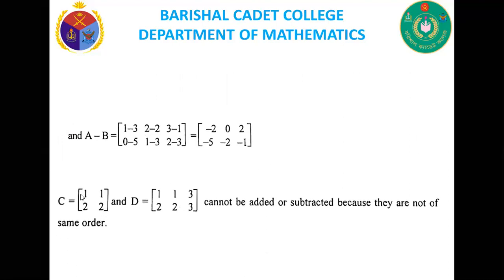Now you see that this is a matrix C equal to 1, 2, 2, 1 and D equal to 1, 3, 2, 2, 3. Here the order of C is 2 by 2 and the order of D is 2 by 3. Boys, I have already told you that two matrices are addable or subtractable if the orders of the two matrices are the same. But here you can see that the orders of these two matrices are not the same. One is 2 by 2, another is 2 by 3. So addition or subtraction is not possible for the matrices C and D.